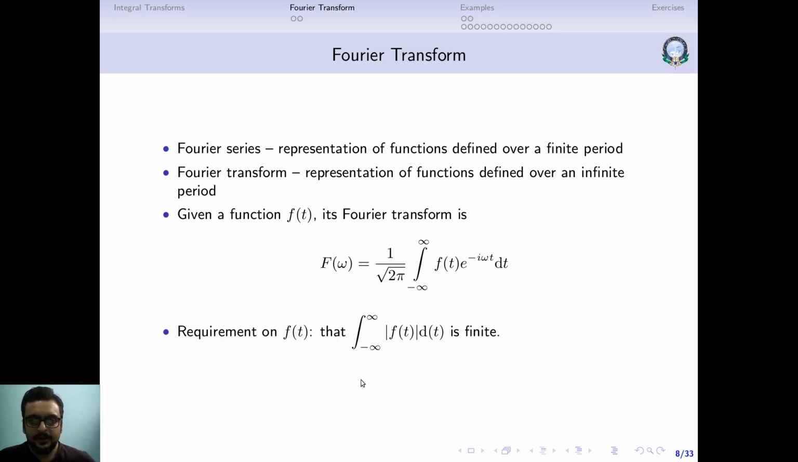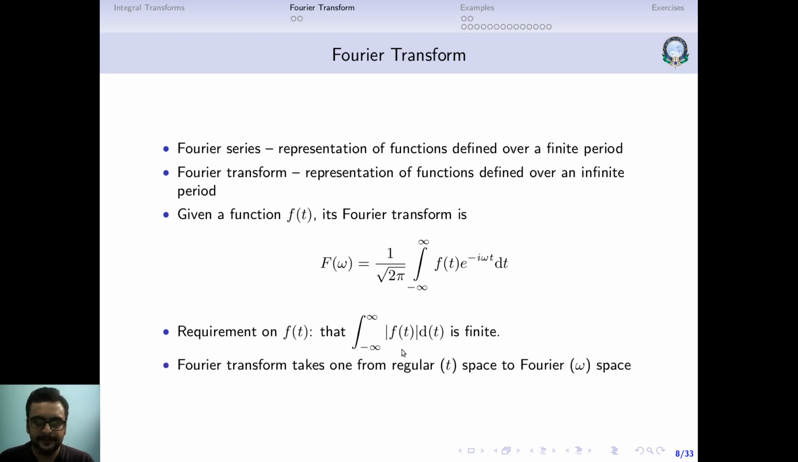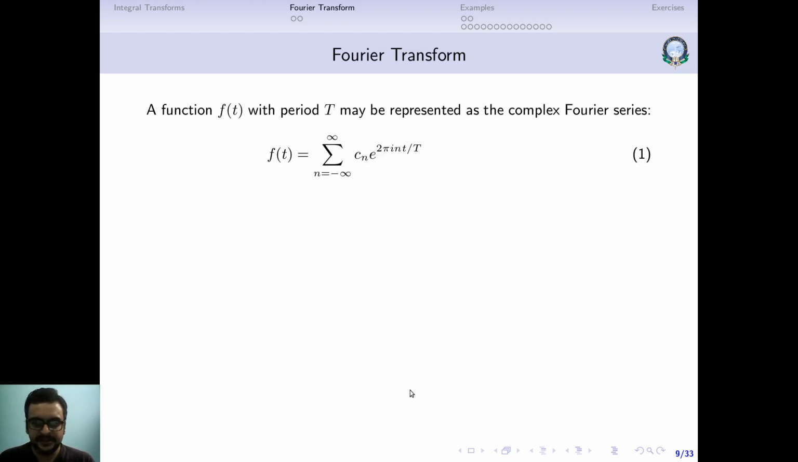So what is the requirement on f of t? The only requirement on f of t is that the integral of the absolute value of this function must be finite. Like I said earlier, it takes us from a regular t space to a Fourier space.